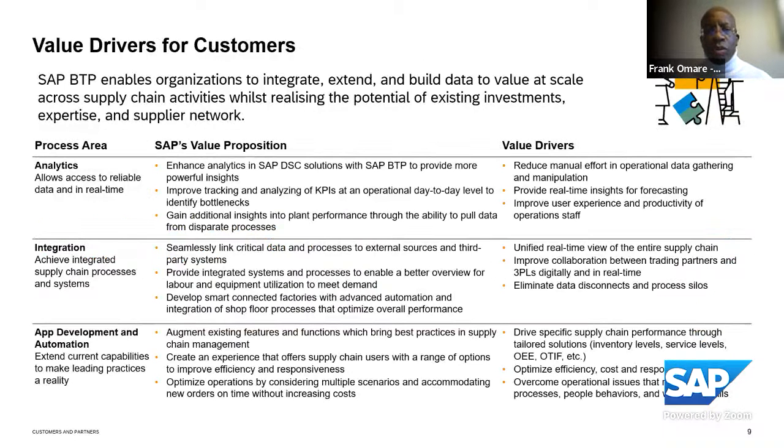So on this slide, I just want to summarize the value proposition across the three areas I've just mentioned. So very quickly, analytics allows access to reliable data and in real time, as I mentioned before. Lots of data, but very few opportunities to draw meaningful insights that can drive supply chain performance. So with B2P, what that brings to DSC is the ability to provide these insights. It enables you to build KPIs and to improve the tracking and reporting and analysis of those KPIs.